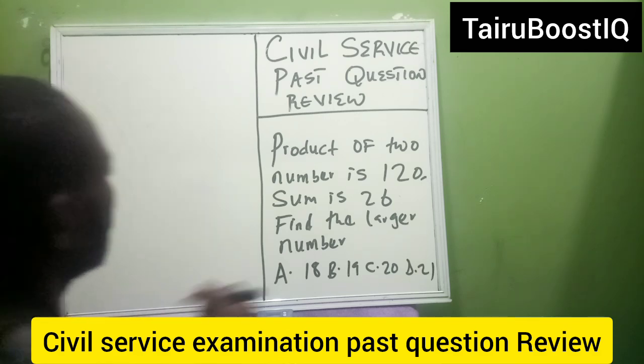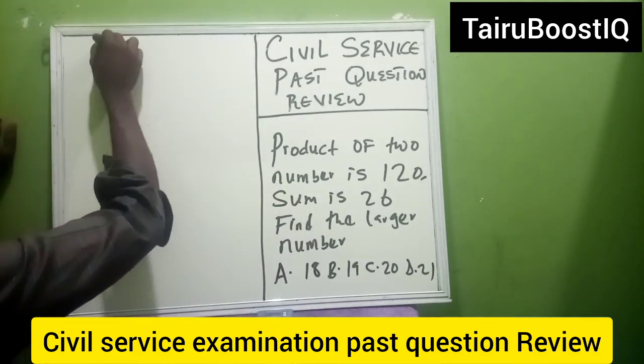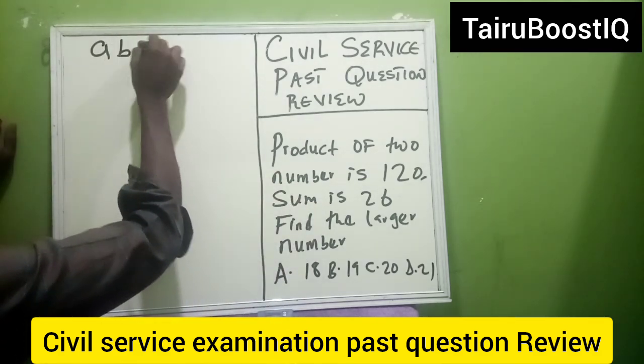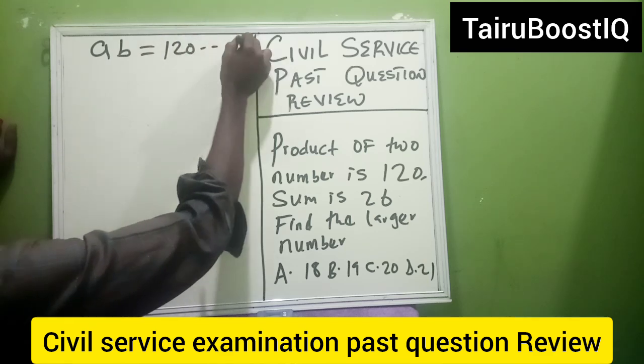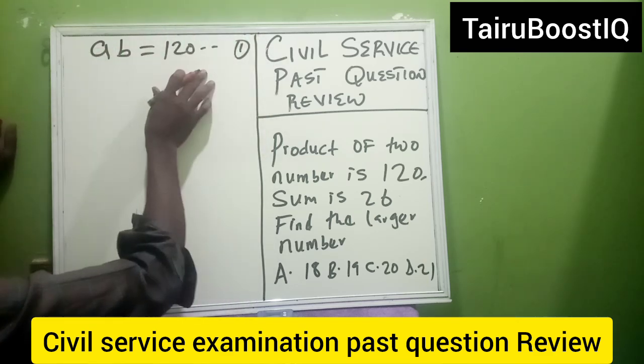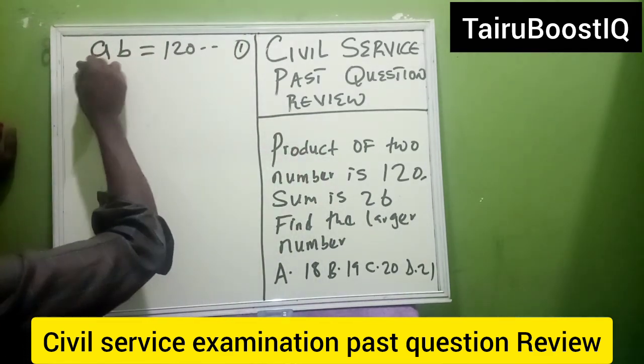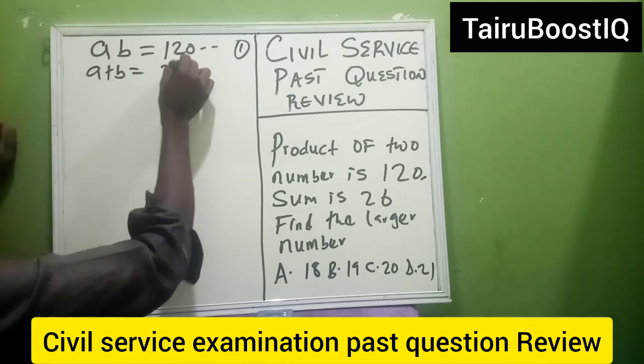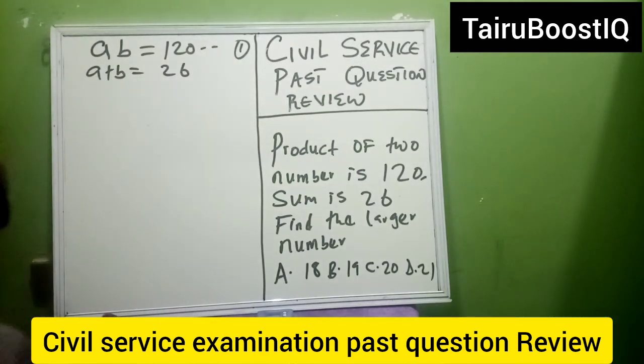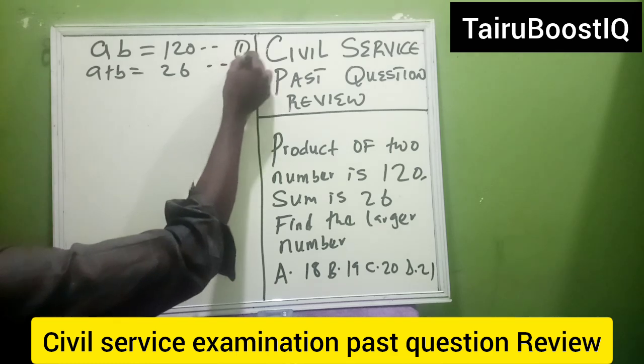So what do we mean by product? Let's say the numbers are A and B. AB is equal to 120. That means A times B is equal to 120, that is the product, and we call this equation 1. Why sum? A plus B is equal to 26, and we call this one equation 2.